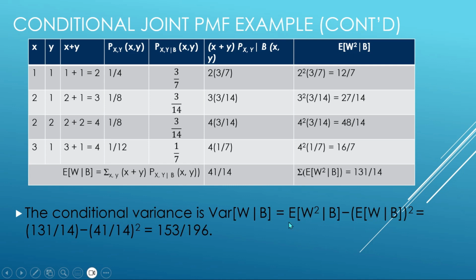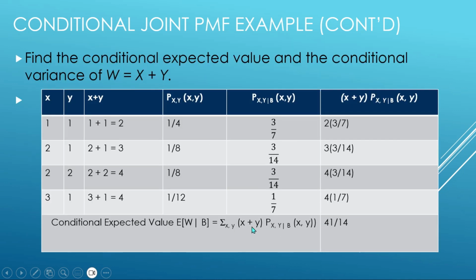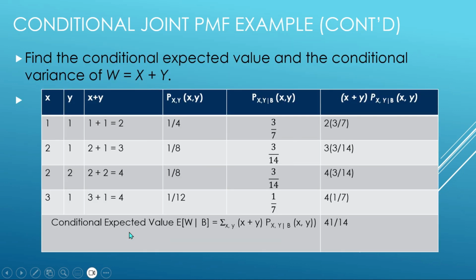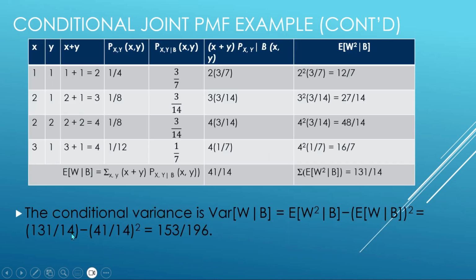We have calculated this value over here, this one, E of W given B, the conditional expected value. So we will just square the value of W over here, 131 divided by 14, minus 41 over 14 whole square. This we have calculated over here, 41 divided by 14. We simply square it and then we subtract it from this 131 divided by 14 and we get 153 divided by 196. This is the conditional variance of W given B.